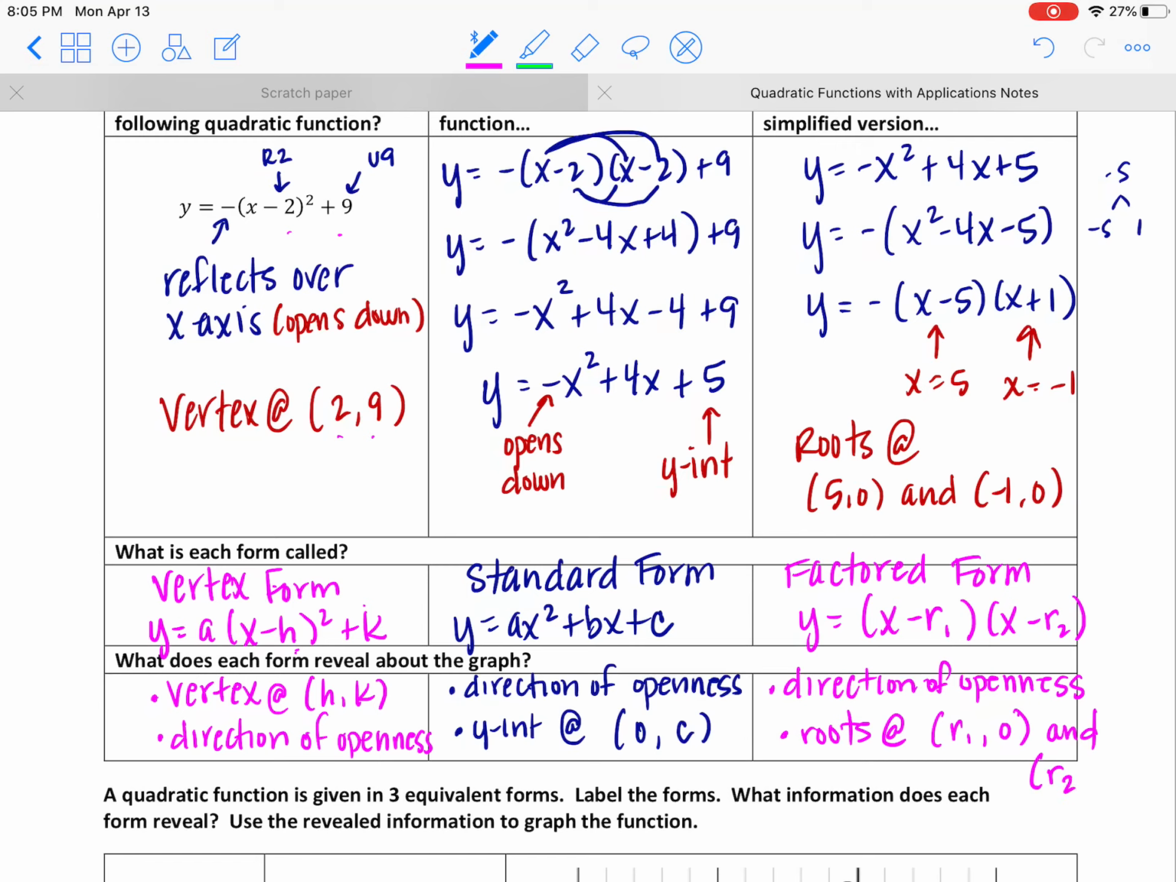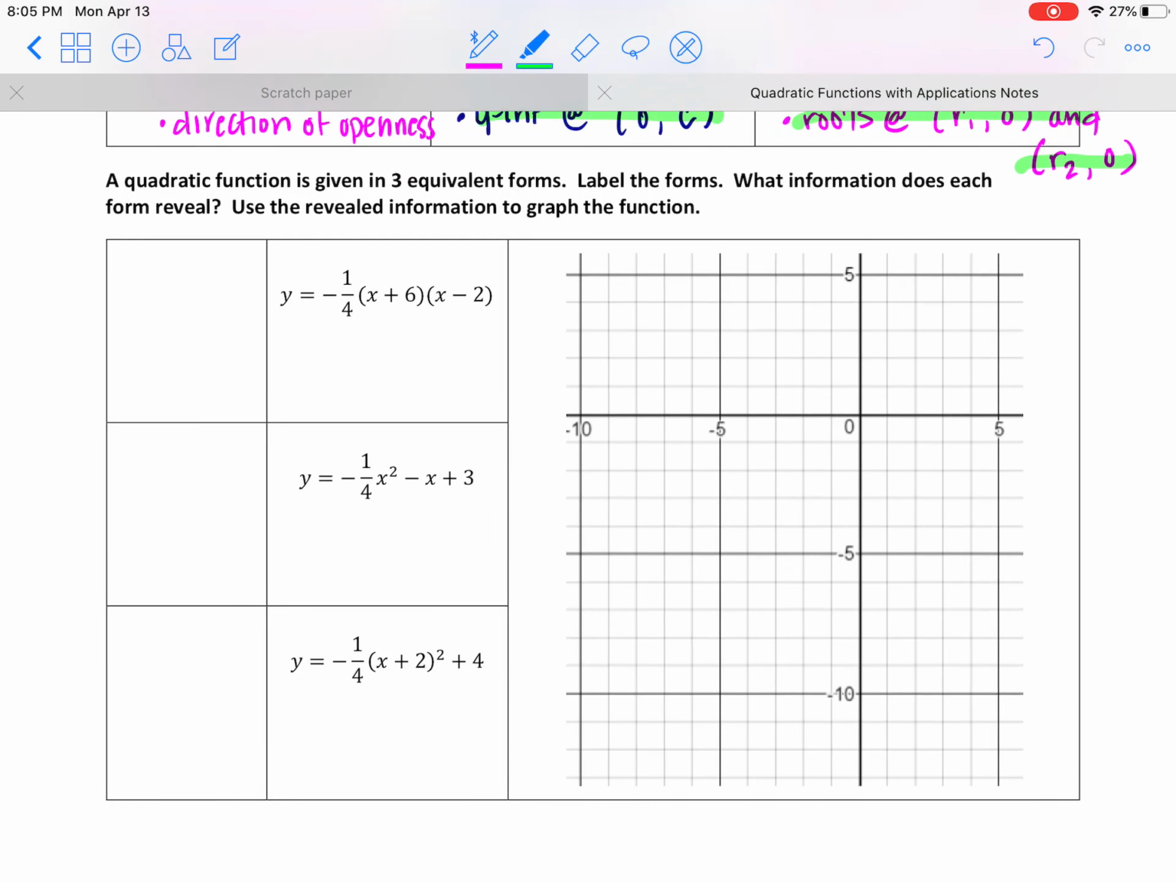R1 and R2. Okay, so they all show you direction of openness, but the important piece for vertex form is that it shows you the vertex, and then for standard form it shows you the y-intercept, and then for factored form it shows you the roots.